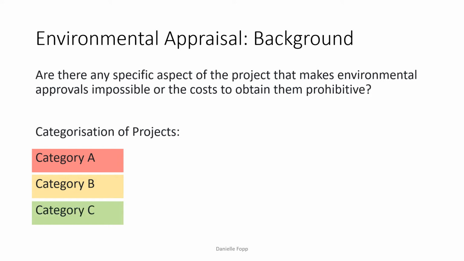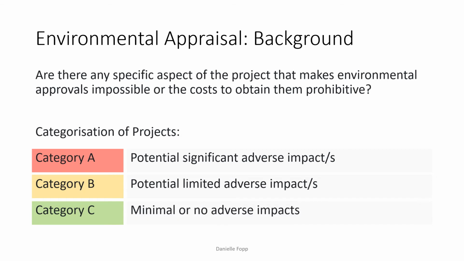And then finally we have Category C, which is projects with minimal or no adverse environmental and social risks or impacts. Now, these names and categories will vary from organisation to organisation, but in the context of development assessments, an adverse environmental impact is a negative effect resulting from a development.